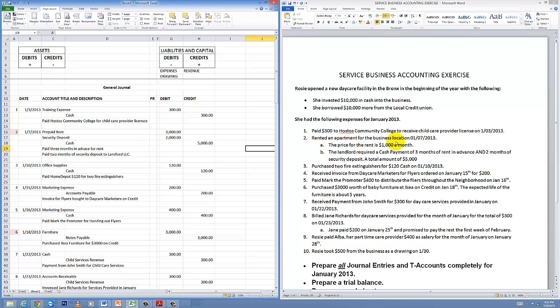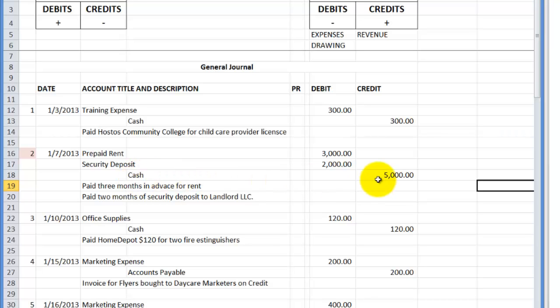Second one, we rented an apartment for the business location on January 7, 2013, and made a cash payment of 3 months of rent in advance and 2 months of security deposits, a total of $5,000. So we spent $5,000 in cash, and just like the one before, we reduce cash, credit cash. And this might be a little bit where we could get stuck. There was a $2,000 deposit; this still has value, so it is an asset for us.